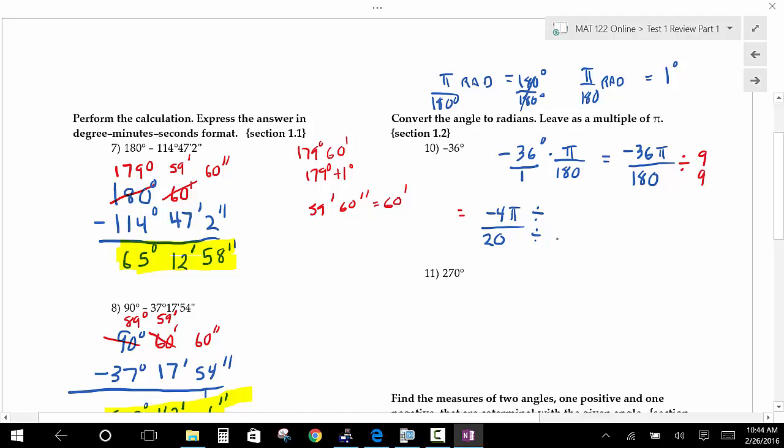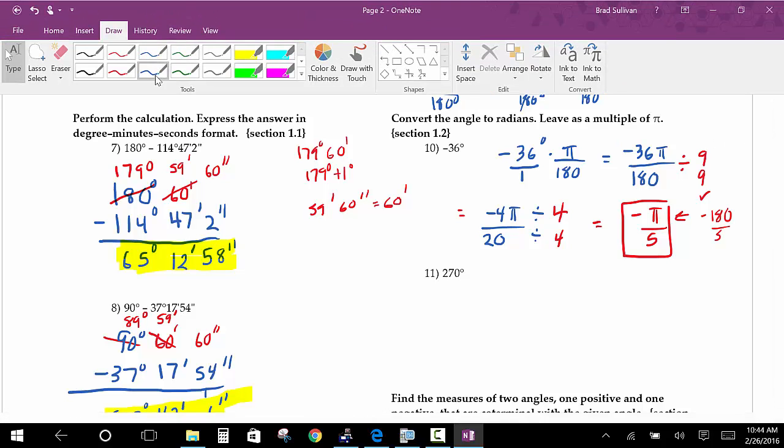Now, if you see how to reduce this in one step, then that certainly is okay. But a lot of times you don't see that real well. So the final answer to this is going to be negative pi over 5. Okay? And you can check your answer on this. It's actually very easy to check. If you just did negative 180 divided by 5, that would take you back to negative 36. So you can certainly take the time to tell that you're right on these problems if you choose to.